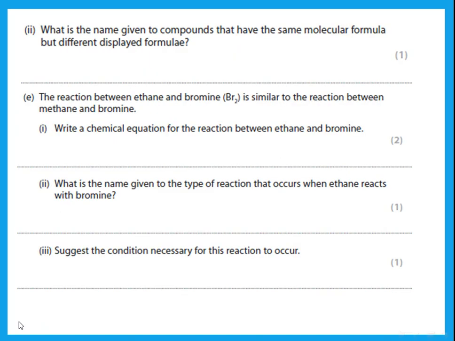Okay, what is the name given to compounds that have the same molecular formula but different displayed formula? Do you remember that? We said same molecular formula, different displayed formula are called isomers.